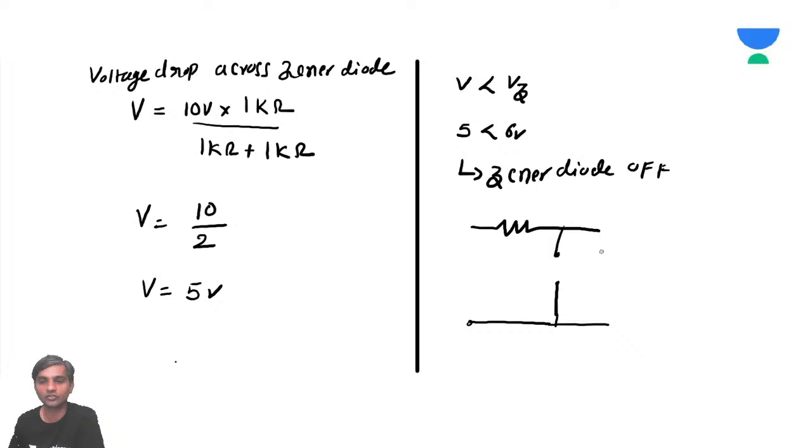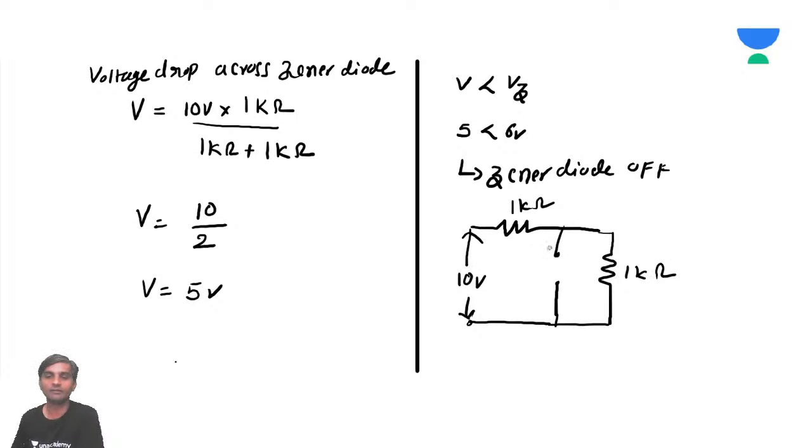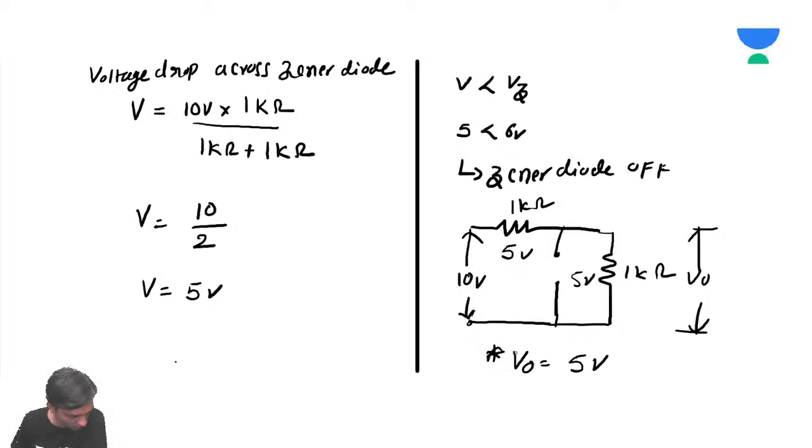Whenever the Zener diode is open circuited, now what happens, sir? The 10 volts you have here is applied across this 1 kilo ohm and this 1 kilo ohm. The voltage will be equally distributed. So here you will have 5 volts. So what is the output voltage? Output voltage V0 is going to be 5 volts.